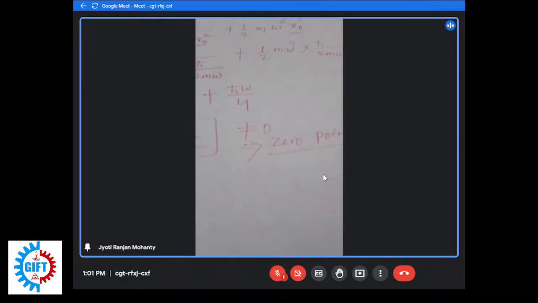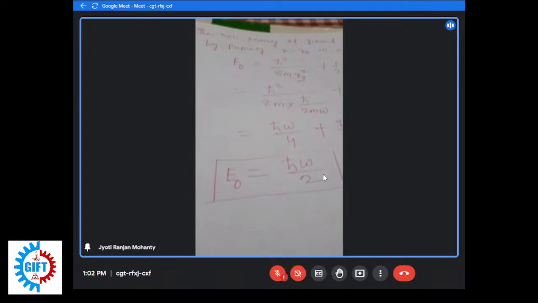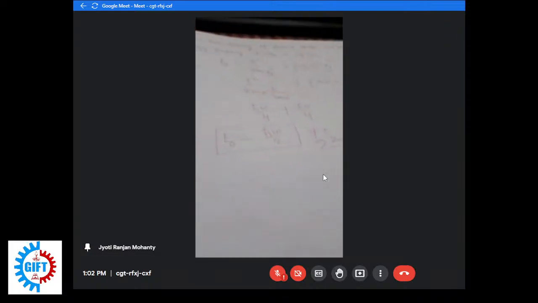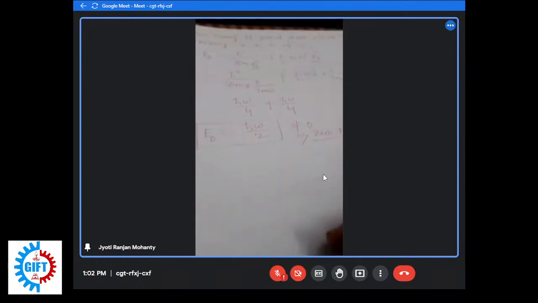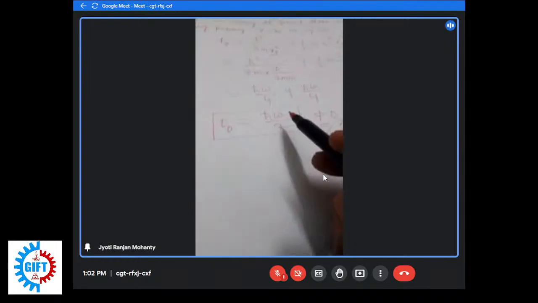What is zero point energy? Maximum students have written that it is 0. Is it 0? No. What is the value of zero point energy? This is h cross omega by 2. Very good. So by using the uncertainty principle, we proved zero point energy is not equal to 0. It has the value h cross omega by 2.